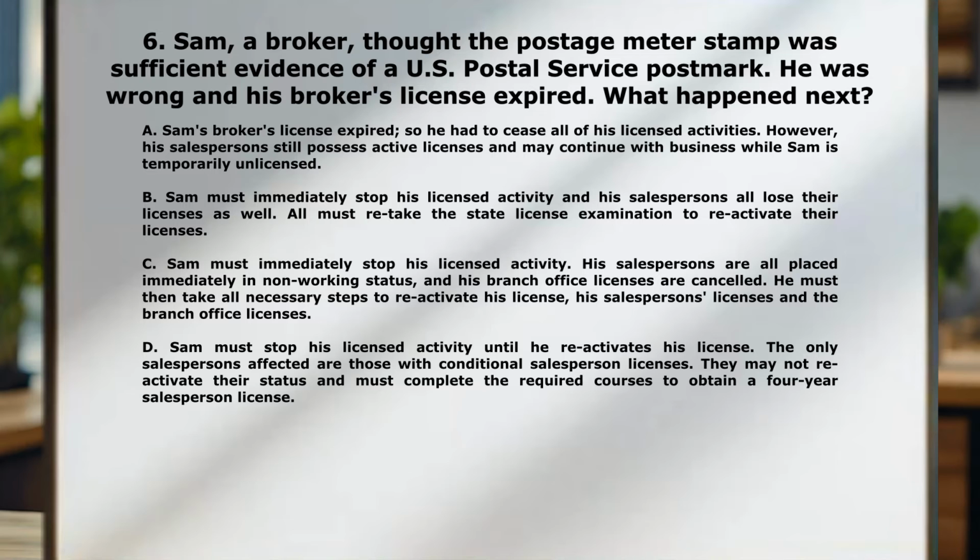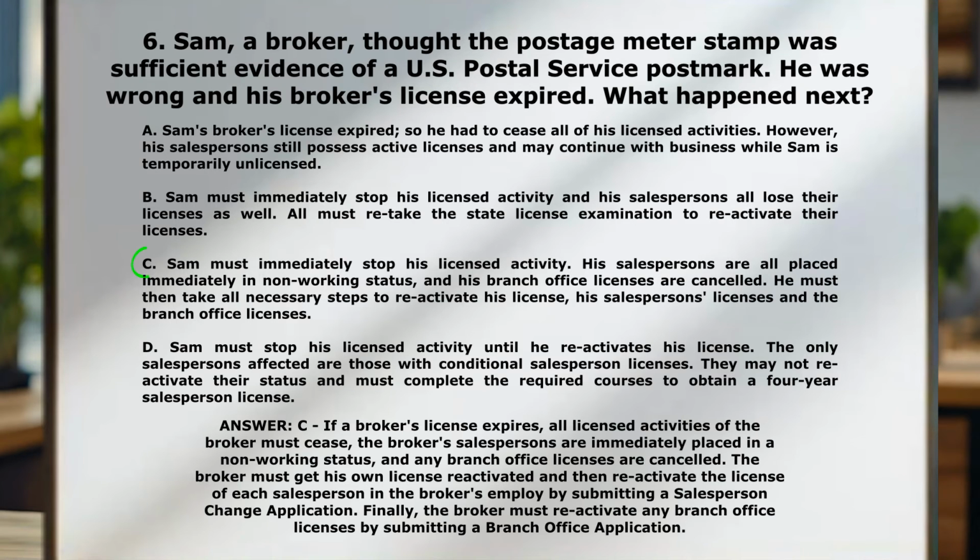Wow, there's a lot to break down in this. The answer is C, and we'll cover why. So let's take a step back before we go into this one. Just keep in mind, California salespeople's licenses are hung at a broker. So in this specific example, we're talking about Sam, who is a broker. When a broker's license expires, all license activities of the broker must cease. So the broker's salespersons are immediately placed in a non-working status, and any branch office licenses are canceled.